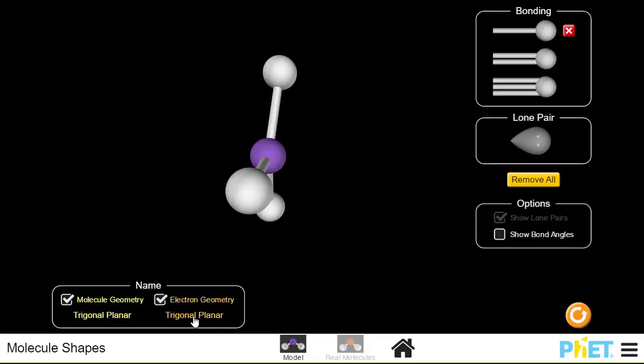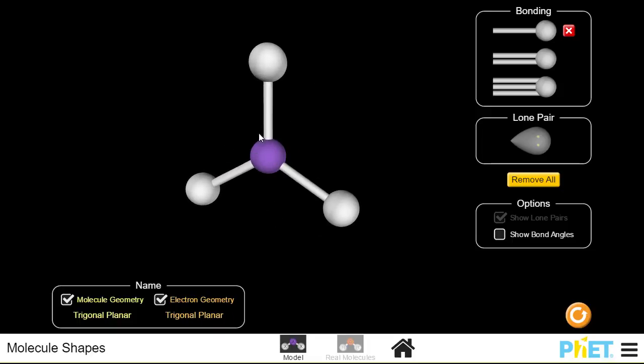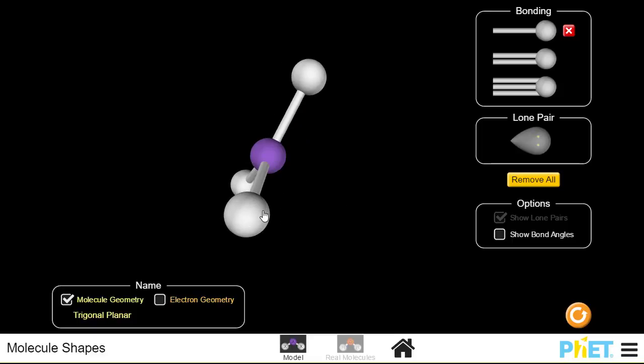Now, there's a second thing to consider. In terms of electron geometry, this is also trigonal planar because the electrons are all in a triangular plane. Okay, what happens though if there happens to be a lone pair?